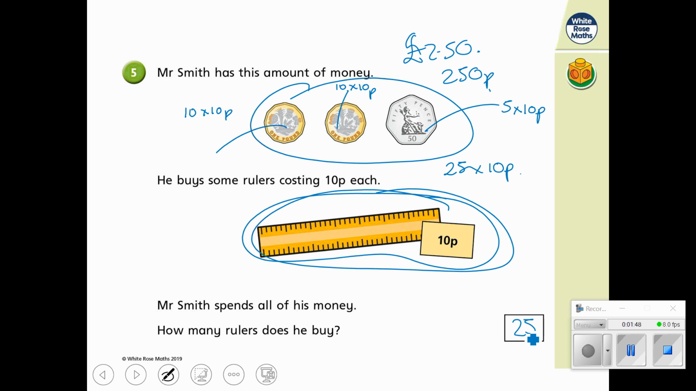The other way you could have looked at this question is you could have said 250, you could have divided that by 10, and you would also have got 25.